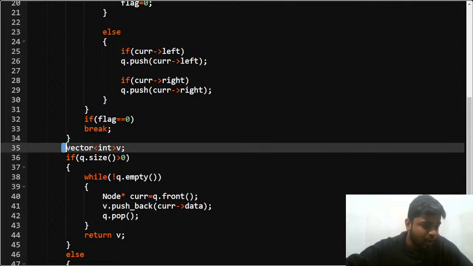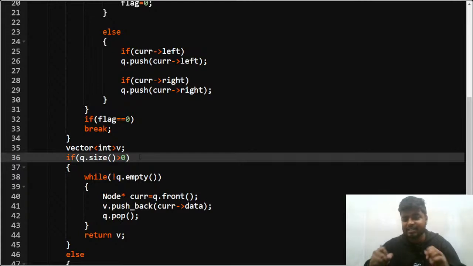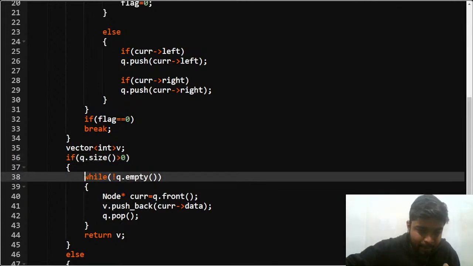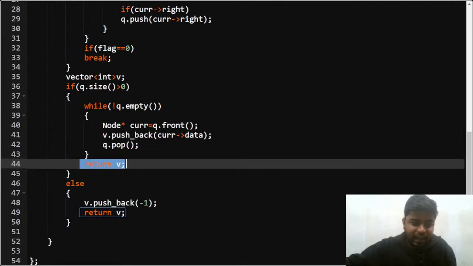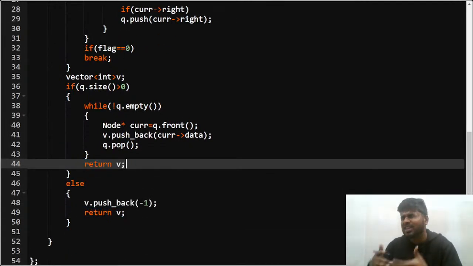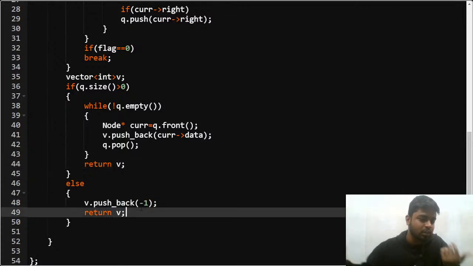Once I'm done with that, I'll declare a vector v. If my queue size is greater than 0, that means I will be having some of the cousins present. So if some of the cousins are present, I'll empty my queue one by one and push them into the vector so that they get stored into my resultant vector, and I'll simply return my vector. If there is no sibling present, if there is no cousin present, in that case I'll simply push back -1 and I'll return v, right?